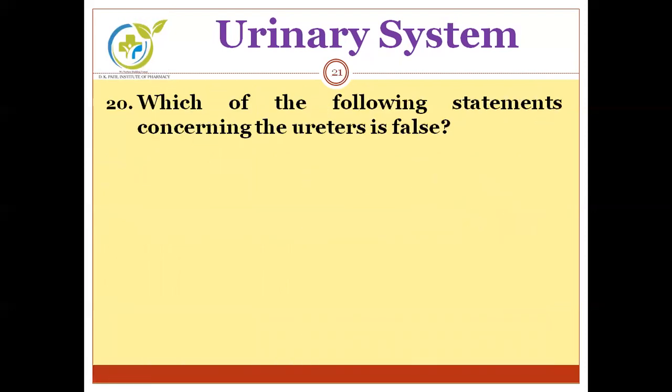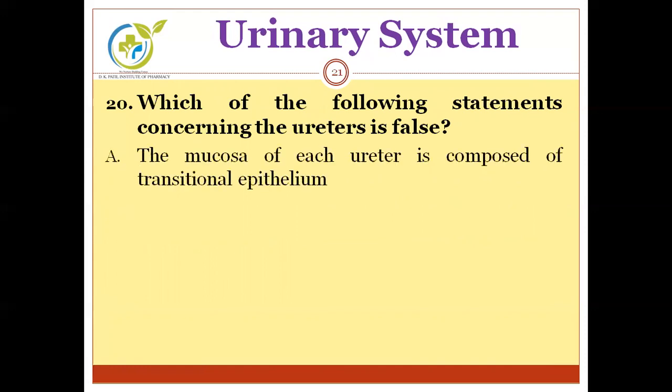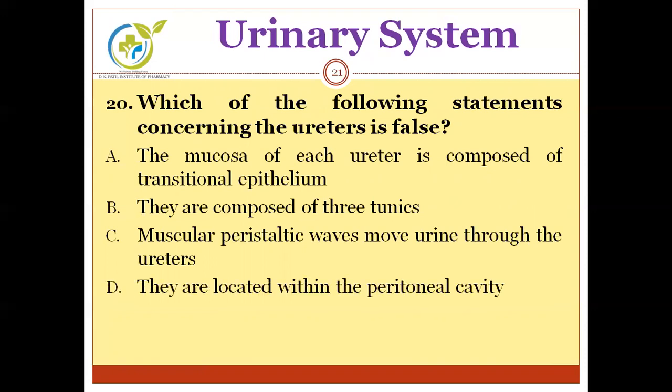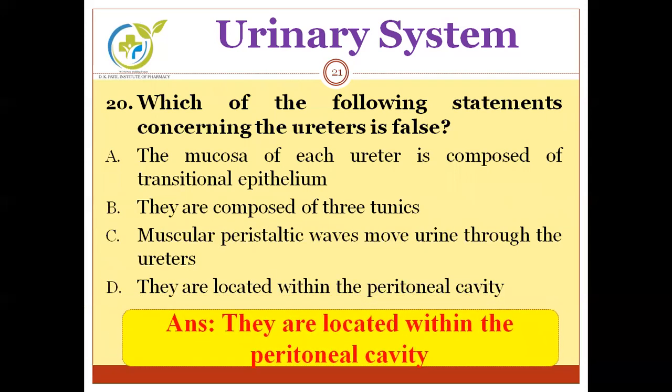Next, which of the following statements concerning the ureters is false? We have to find out the false statement about ureters. Options are: the mucosa of each ureter is composed of transitional epithelium; they are composed of 3 tunics; muscular peristaltic waves move urine through the ureters; and lastly, they are located within the peritoneal cavity. We have to find out the wrong or false statement about the ureter. And the correct answer is they are located within the peritoneal cavity. That is the wrong option.